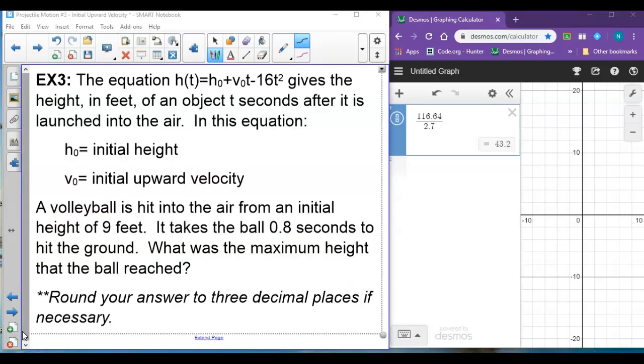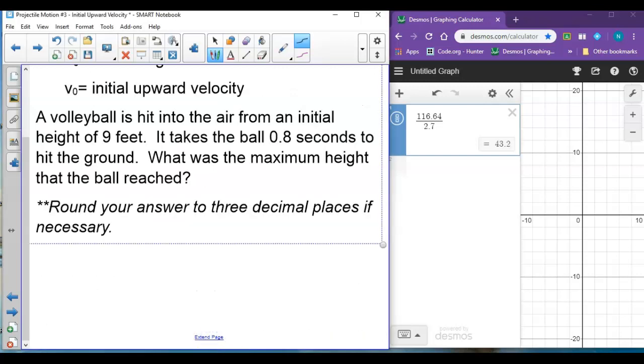Okay, here's our next situation, and this one's going to be just a little bit different because it asks us for a little bit more. So same equation, same general information that we've been seeing on all these problems here. A volleyball is hit into the air from an initial height of 9 feet. It takes the ball 0.8 seconds to hit the ground. What was the maximum height the ball reached? So notice here, this does not ask us for initial upward velocity. It asks us for the maximum height that the ball reached. However, the only information that we have right now to write our equation with is that initial height.